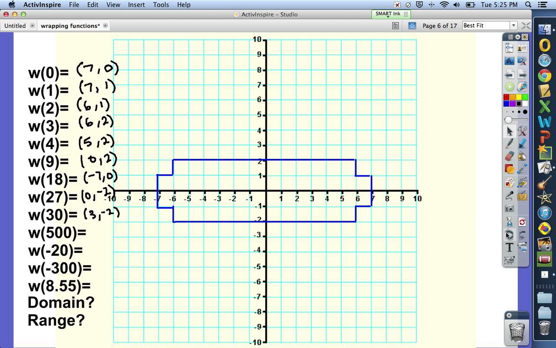And a wrap of 500. Well, of course, a wrap of 500 is greater than the perimeter, greater than the period of this problem. And the perimeter would be 9, 18, 27, 36. So we're going to do 500 mod 36 because 36 is the perimeter or the period. So to calculate 500 mod 36, we will divide.